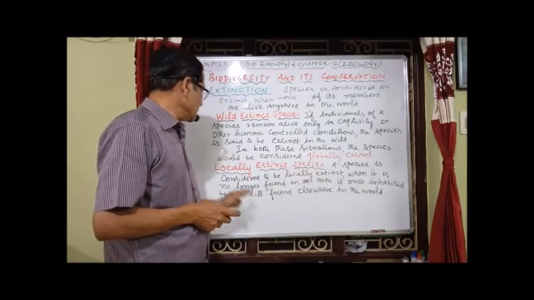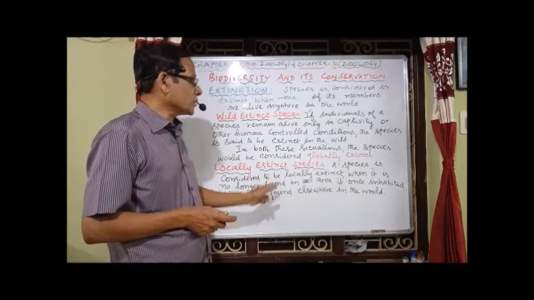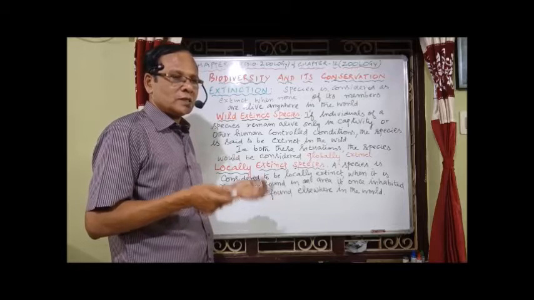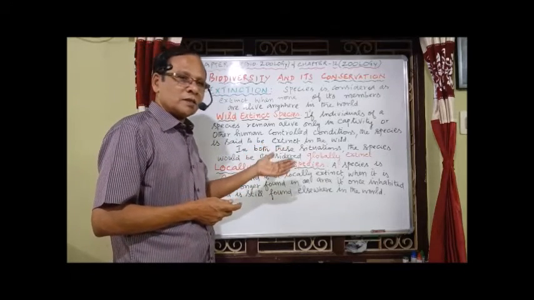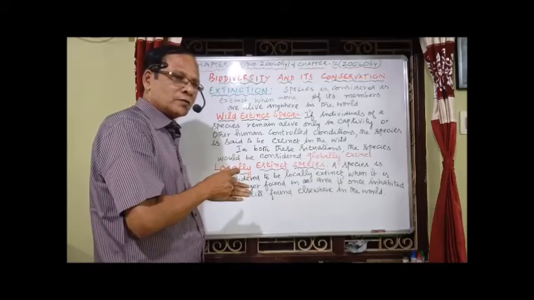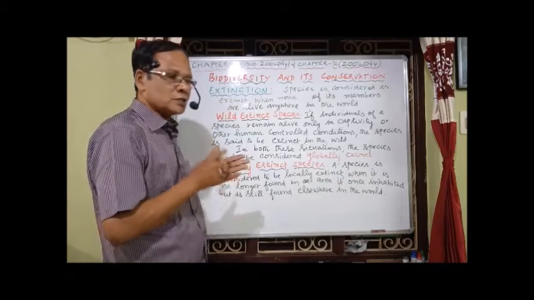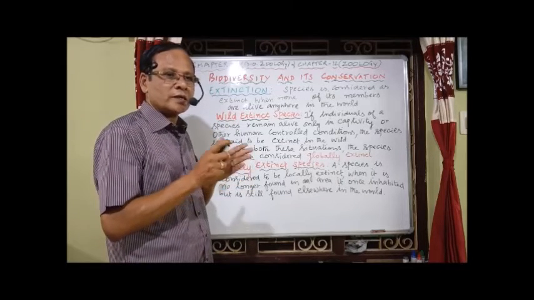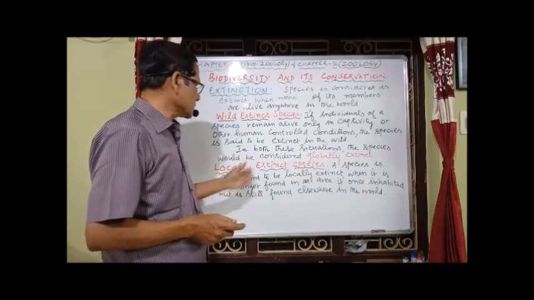So a species is considered to be locally extinct when it is no longer found in an area, with no indication of the presence of that species where it once inhabited, but it is still found in some other parts of the world. Such a species is called a locally extinct species, and the extinction is called local extinction.